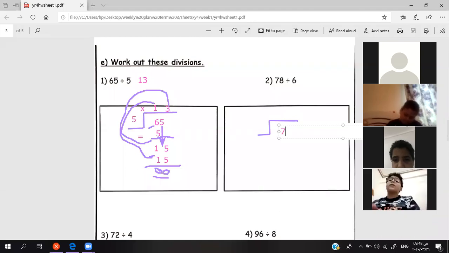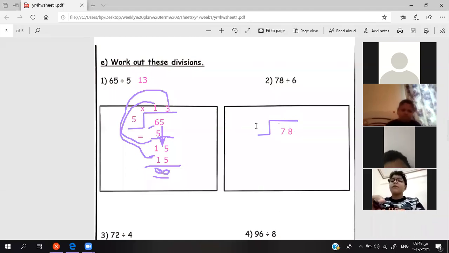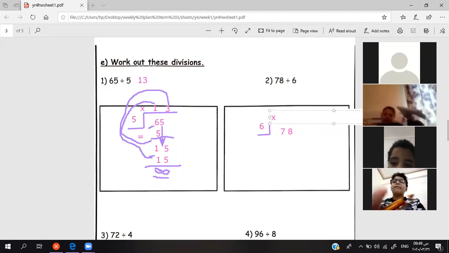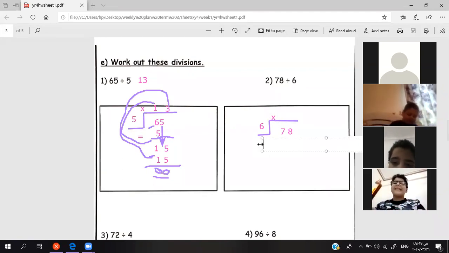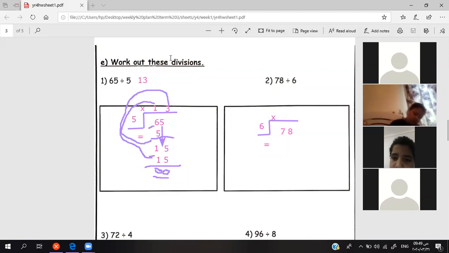Inside it's gonna be 78, and outside it's gonna be a 6. Don't forget to write your times here and your equal here, and start. What times 6 gives me a 7? Nothing. So type a number before it, it's a 6 because I know 1 times 6 gives me 6. So my first answer is gonna be a 1. And I say 1 times 6 and I write my answer here.